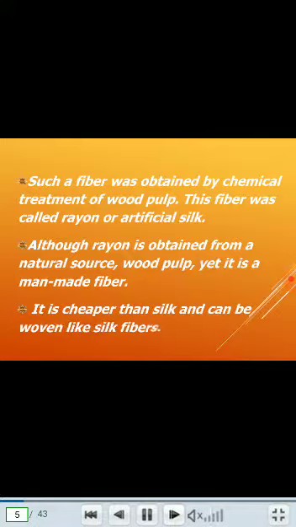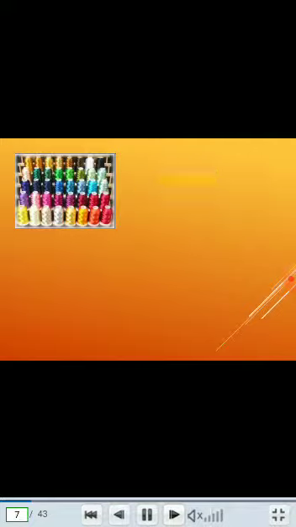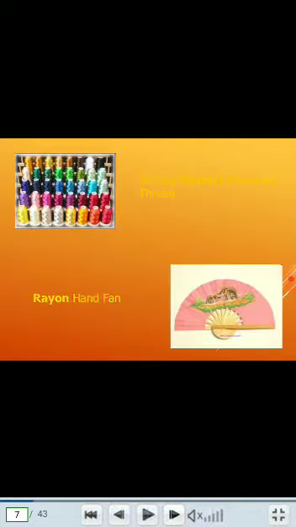And how did they make artificial silk? They obtained it by chemical treatment of wood pulp, and this fiber was called rayon. That's why it is called artificial silk. Although rayon is obtained from a natural source, wood pulp, yet it is a man-made fiber. It is cheaper than silk and can be woven like silk fiber. Examples of rayon: floaty floral rayon, rayon scarf, viscose rayon embroidered thread, rayon fan.